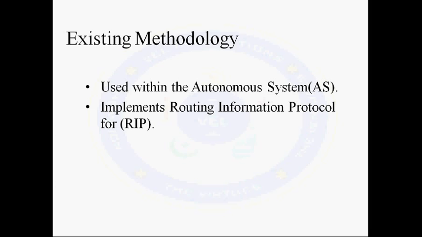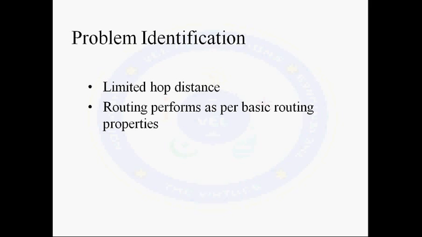Existing methodology. In the existing methodology, they implemented within a single autonomous system, and the routing protocol works as per the basic routing protocol properties. Problem identification. In the existing system, we can use only limited hops, a maximum of 15, and they use basic routing properties.